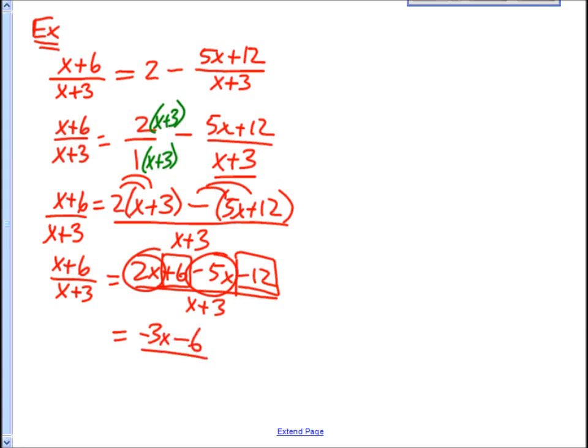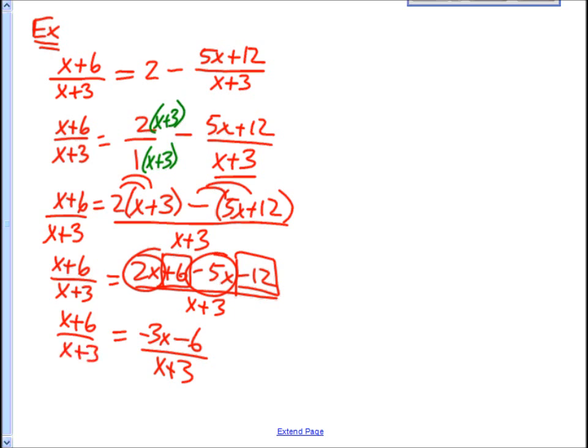Okay, so we combined like terms. We have that 2x minus the 5x. I circled those. That's negative 3x. We got the boxes there, 6 minus 12. It's a minus 6. Got this over x plus 3. And the left-hand side is still the same.